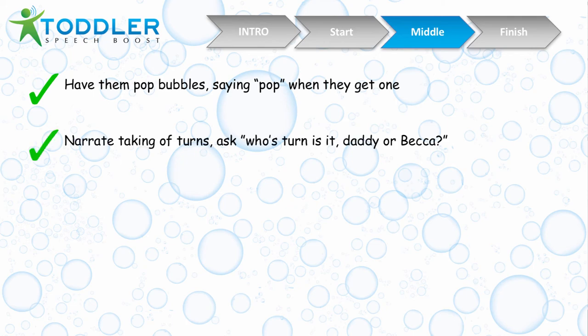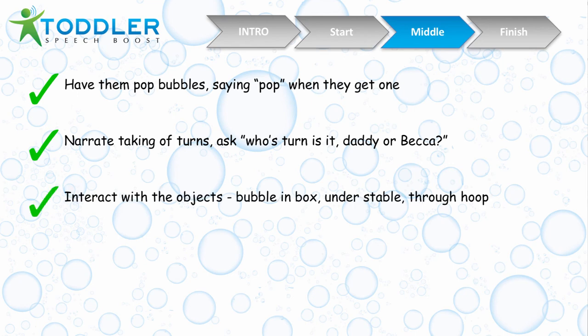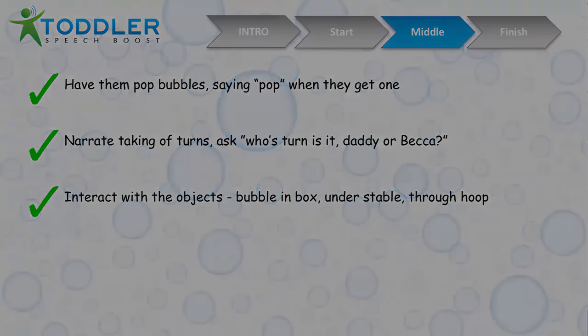Also, continue narrating, taking turns. Whose turn is it? Daddy or Becca is what I would have used with my daughter. And just narrate all the different steps you're doing. And interact with the objects that you have from before. So if you've got a box, you could kind of blow bubbles in the box and say, bubble in the box. Or bubble over the box. Or if you have a hoop, blow some bubbles through the hoop and say, bubble through the hoop. And ask them, where did the bubble go? And hopefully they'll say hoop or through the hoop.